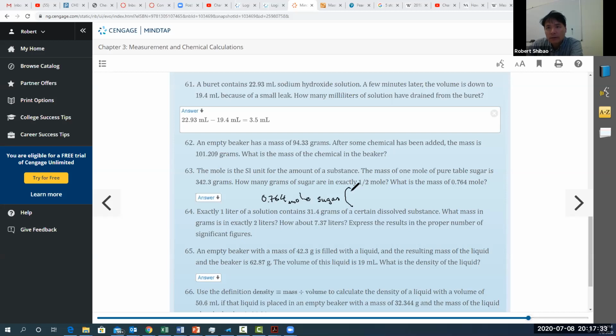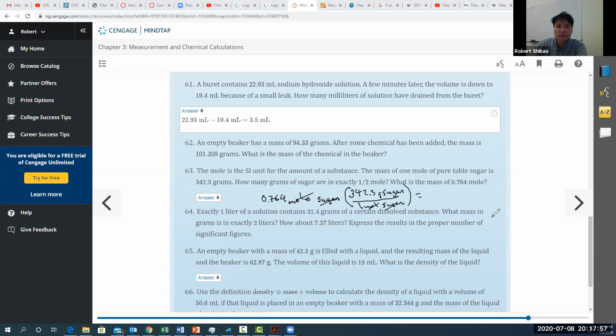And then there's going to be this, which is only good for sugar. There's 342.3 grams of sugar for every one mole of sugar molecules. And so the moles of sugar cancel the moles of sugar and give us grams of sugar. And that's what we want, how many grams. And we just punch it in the calculator.